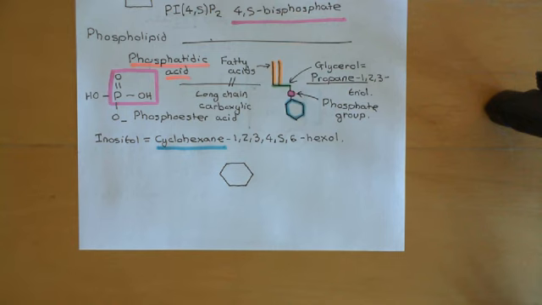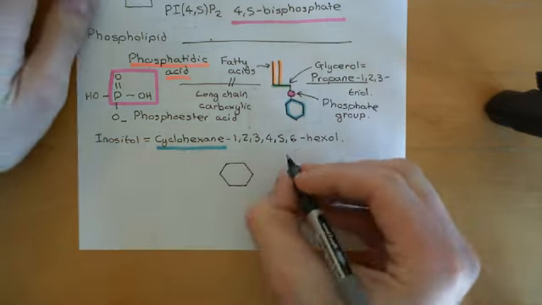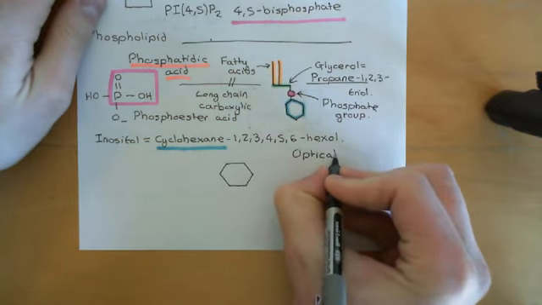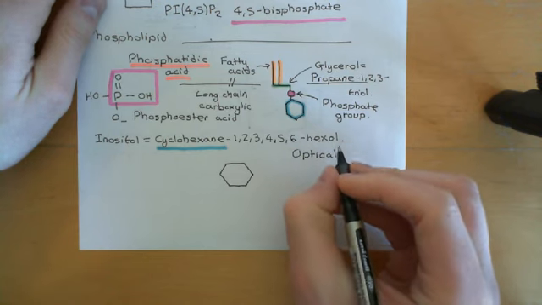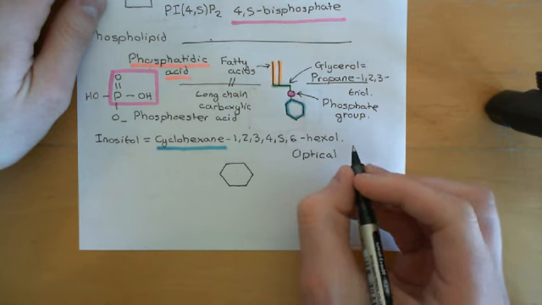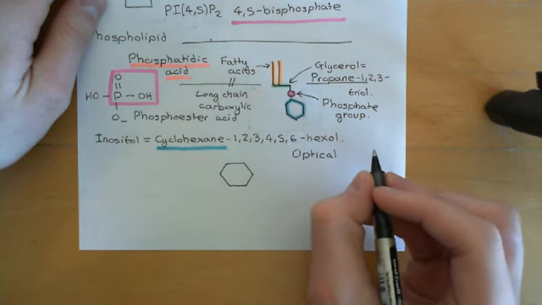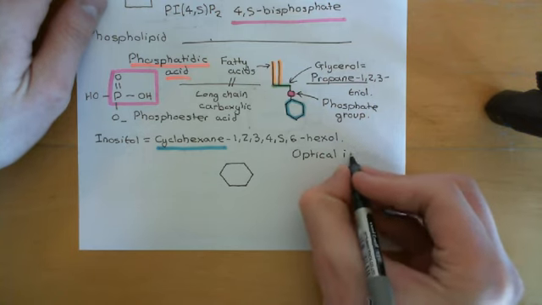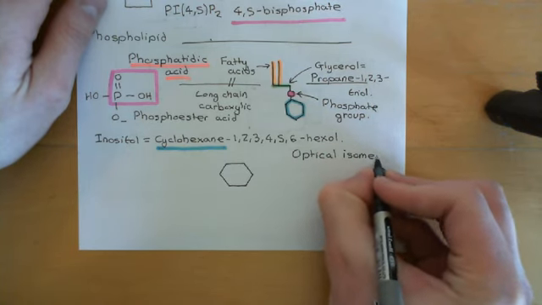But there's a subtlety here. There is a subtlety here, unfortunately. And the subtlety is optical isomerism. We're actually going to need to go into this to understand why PIP2 is called phosphatidyl inositol 4,5-bisphosphate. To understand that 4,5 in the name, we need to understand the optical isomerism of this molecule.